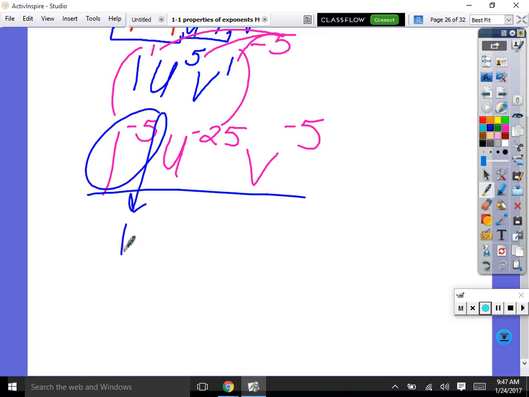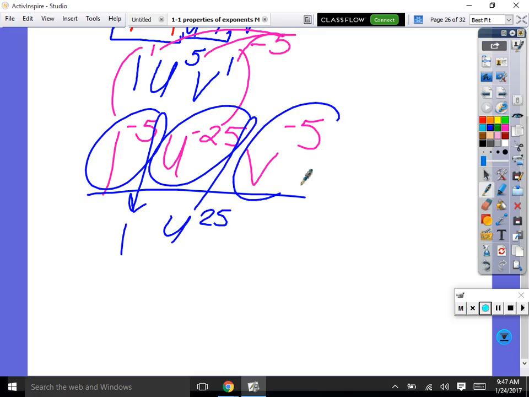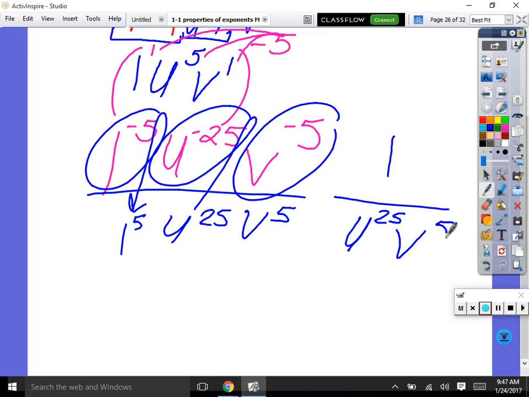Good, 1's on top. I like that you said that. This is u to the 25th. This is v to the 5th on bottom. And then left on top, I like that you say a 1. Otherwise, you'd be wrong. So 1 over 1 to the 5th, which 1 to the 5th means 1 times 1 times 1 times 1 times 1, which is 1. So I don't even need to write that. And then we have our u to the 25, v to the 5th. This would be our final answer.